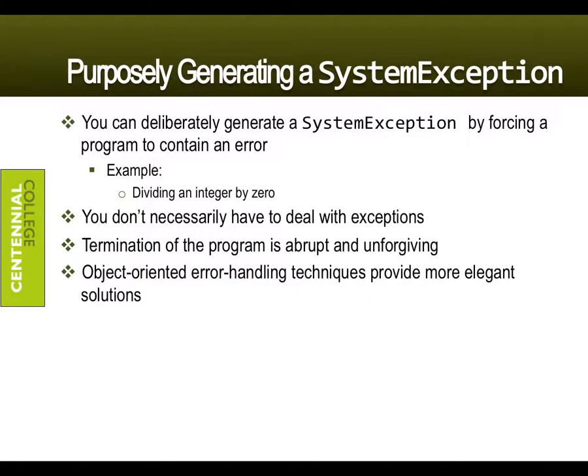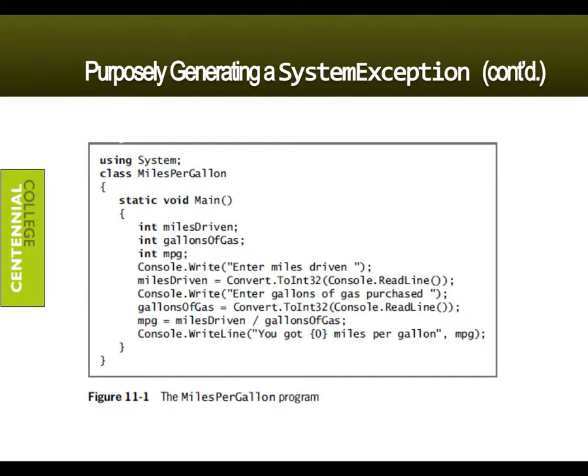And like it says here, I like this line, which is termination of the program is abrupt and unforgiving, because that's what happens. It just stops your program, right? So we don't want that to happen. So here's an example of this miles per gallon program that purposely generates an exception. Let's take a look at this for a second.